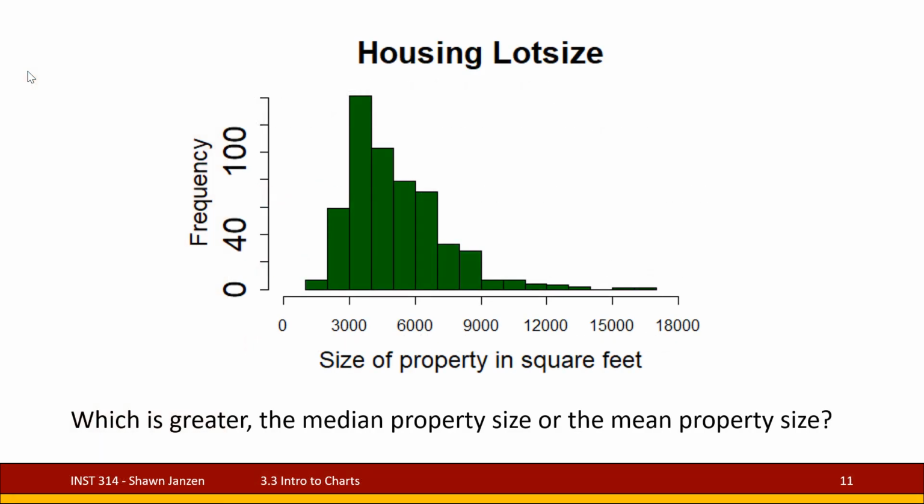Let's go ahead and look at housing lot size. On the histogram here, we have the size of the property in square feet and the frequencies of those homes on the y-axis. So I'd like to know which of these is going to be greater, the median property size or the mean property size. Think about that for a minute.